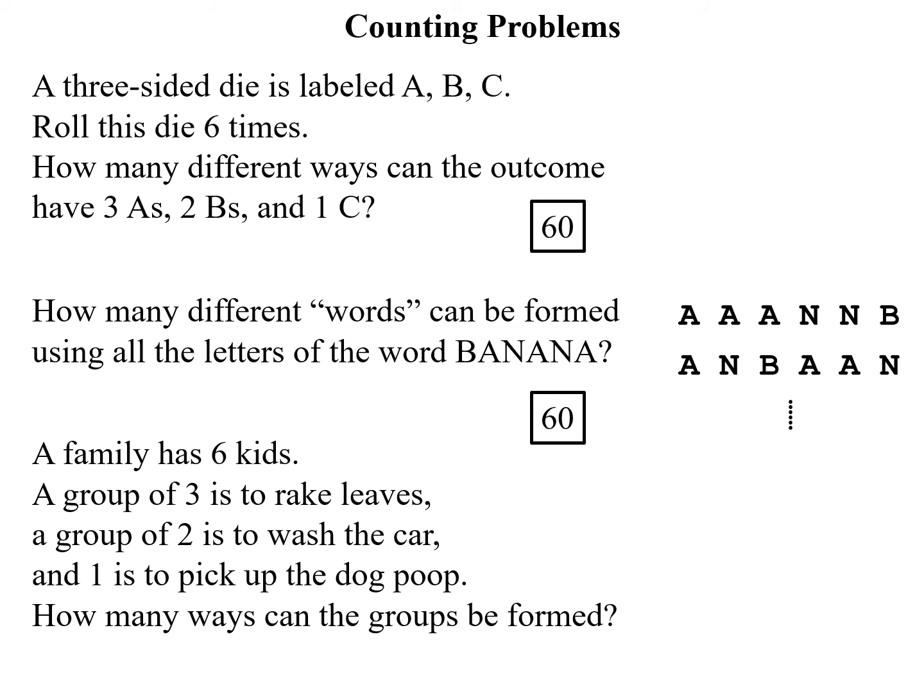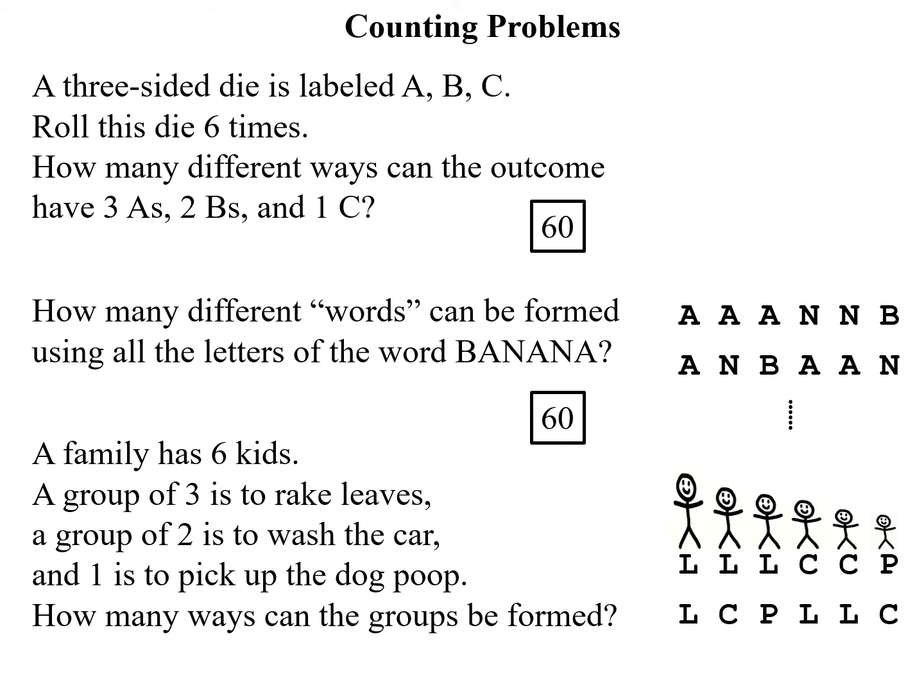Here's another counting problem. A family has 6 kids. A group of 3 is to rake leaves. A group of 2 is to wash the car. And 1 is to pick up dog poop. How many ways can the groups be formed? There are the 6 kids. We can assign chores like this: leaf, leaf, leaf, car, car, poop. So the little guy is picking up the dog poop. Or we can assign them like this: leaf, car, poop, leaf, leaf, car, etc. We can see that this is the same as the three-sided die problem. You get 60. Pascal's tetrahedron can solve all these problems.